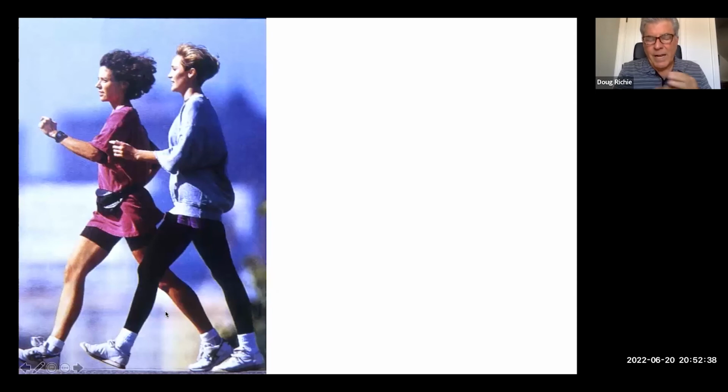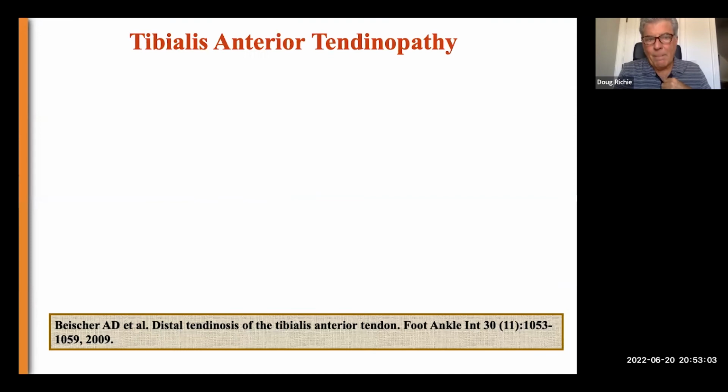We found, and I found that during my clinical practice, that as fitness walking became more and more popular, particularly for middle-aged women, we began seeing a rampant number of tibialis anterior tendinopathy because fitness walking, power walking, accentuates the stride length and accentuates the dorsiflexion and resultant plantar flexion of the ankle during the contact phase of gait.